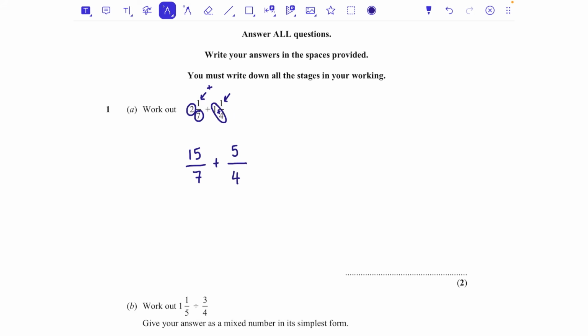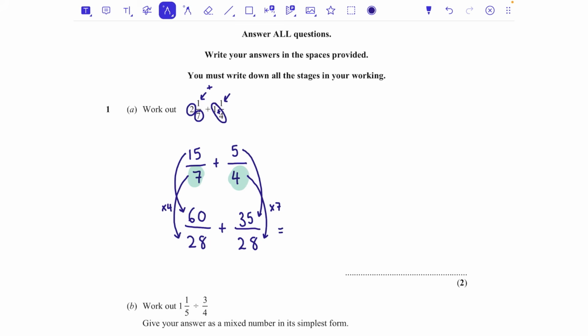And we now want to make these denominators, the bottom numbers here, the same. So we're looking for a number that's in the 7 times table and the 4 times table, and that's going to be 28. So we're going to make both these fractions out of 28, and to keep them equivalent, whatever you multiply the bottom number by, you also need to multiply the top number by. So we've multiplied that by 4 to make it out of 28, so we also need to multiply the top number, the numerator, by 4 as well, and that's going to be 60. 15 times 4 is 60. With the second fraction, I've multiplied the denominator by 7 to make it out of 28, so I also need to multiply the numerator by 7, and that's 35.